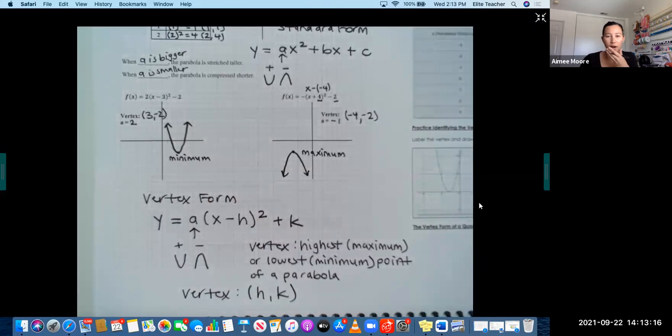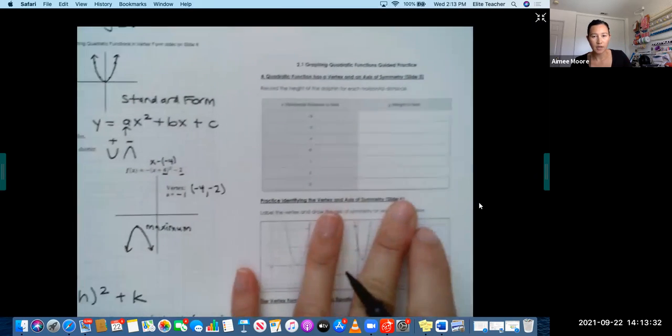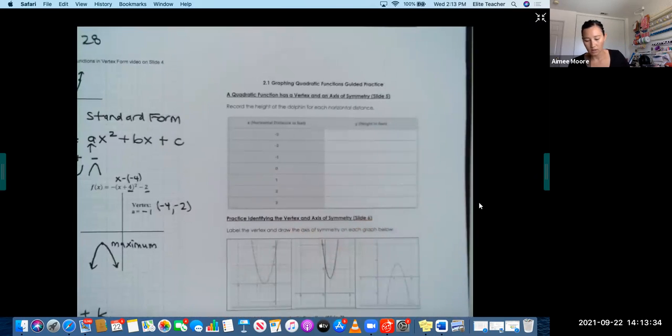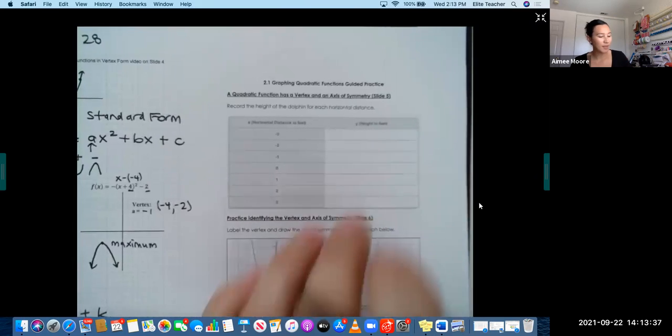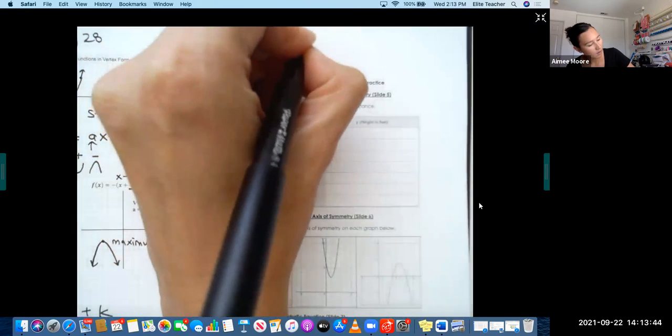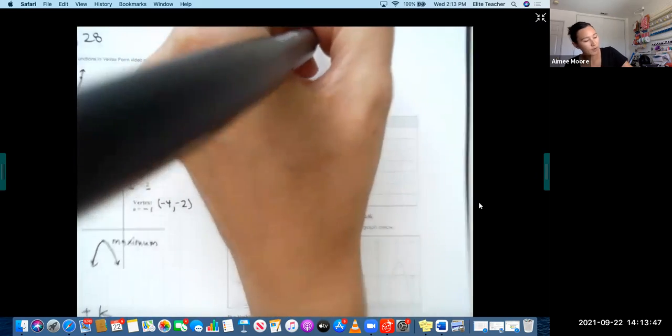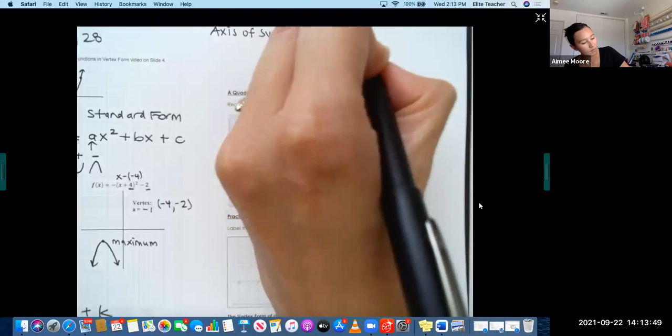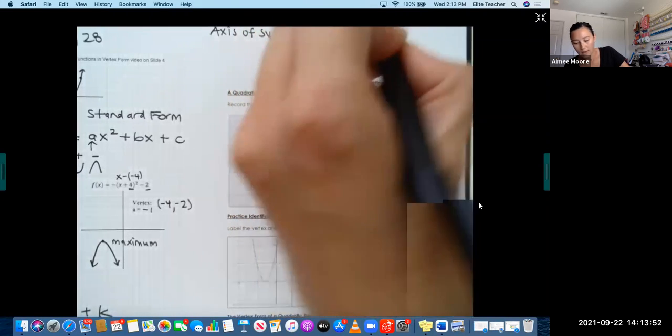Any questions so far about quadratic functions, vertex form? Identifying the vertex. Okay. So let's move on over here. After they talk about this, then they start to talk about the axis of symmetry, which is a vertical line that goes through the vertex.